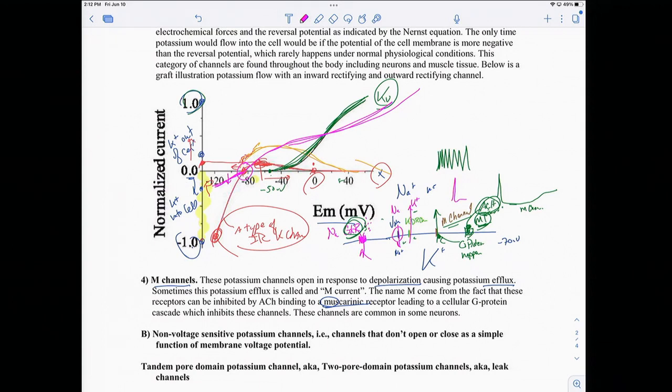So again, general point, all of these channels have different profiles, so they're going to be all over the map. But the take-home point is that whether it's outward rectifying or inward rectifying is going to be how much current, how hard it is for potassium to go in versus going out. Okay, so that's a wrap for this, and we'll start taking a look at the non-voltage sensitive potassium channels in the next block.